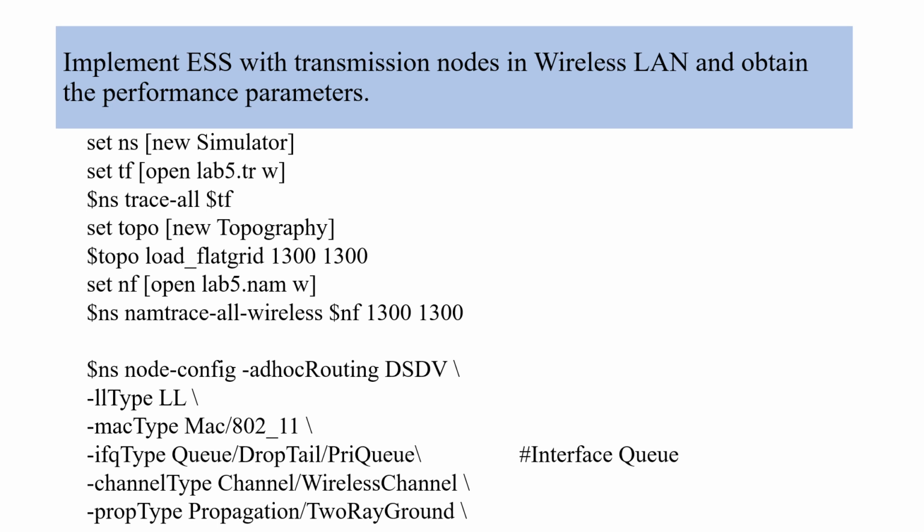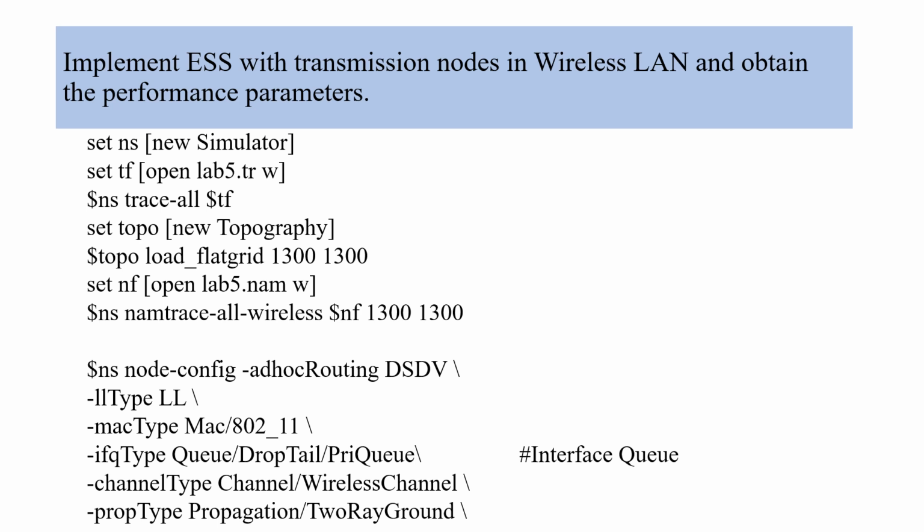So what is the distance vector? It is nothing but a routing algorithm. That is why it is called ad hoc routing DSDV. So you're creating a distance, you're creating a vector, and you're going to give a routing algorithm for that vector so that the nodes can transmit wirelessly.